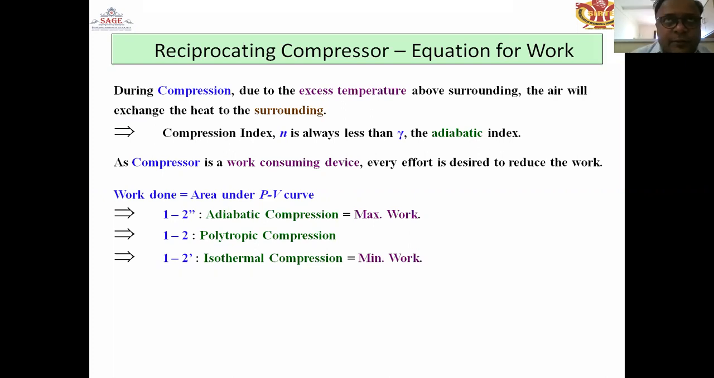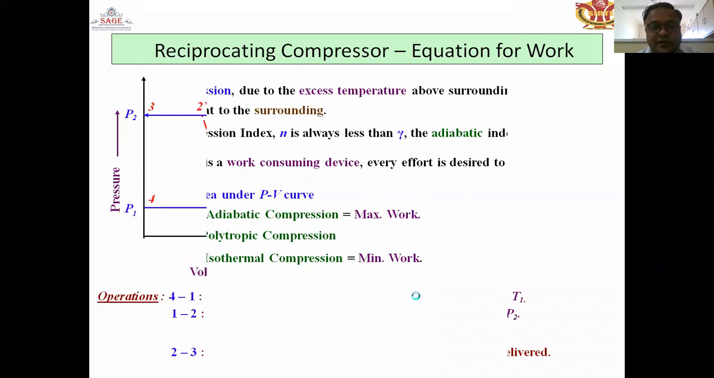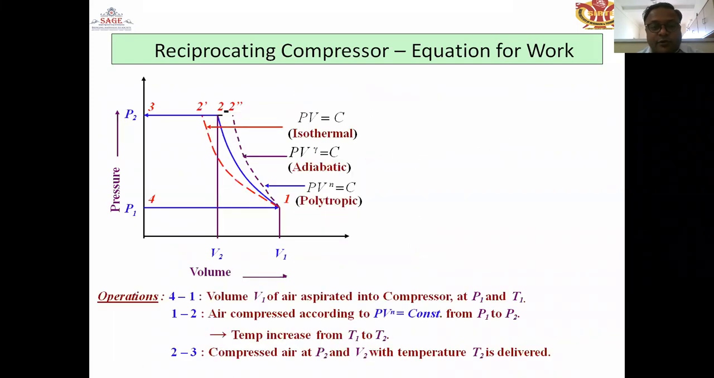Because the compressor is a turbo machinery and requires more work done, that is the effort to reduce the work. It will be necessary to consider the work done, that is the area under the PV curve. Here it is declared that 1 to 2 dash is the isothermal work done. It is represented in the diagram by PV equal to C.